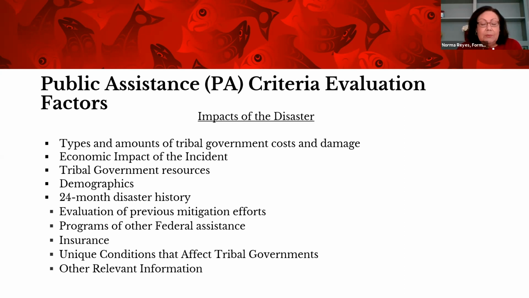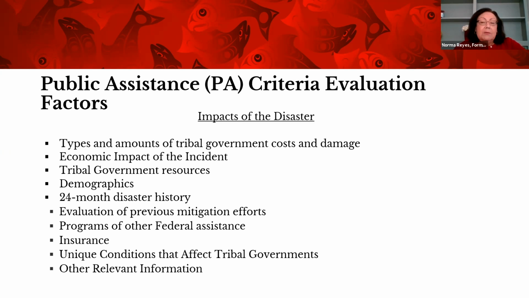So that's important information. You also want evaluation of previous mitigation efforts, for instance, whether mitigation activities such as building codes, elevations, or retrofits decreased the damage from this incident. If we can put that in, that would be great as well. And then of course, federal assistance, whether programs of assistance from other federal agencies might more appropriately meet the needs created by the incident. So have you gone to others, for instance USDA, which might have something, or Corps of Engineers assistance, which might be more effective for you?